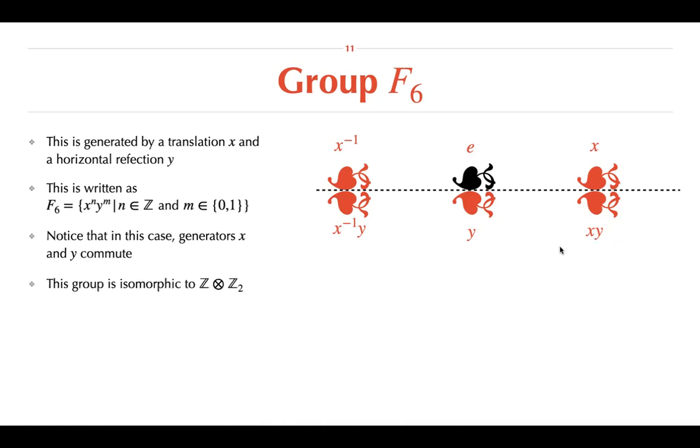Okay, so in that way, this group is isomorphic to Z cross Z2. So what does that mean? Z2 contains only two elements, 0 and 1, and that is addition modulo 2. So what is the operation of 1 plus 1? That is 0.